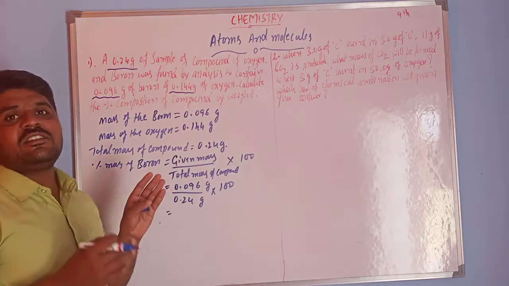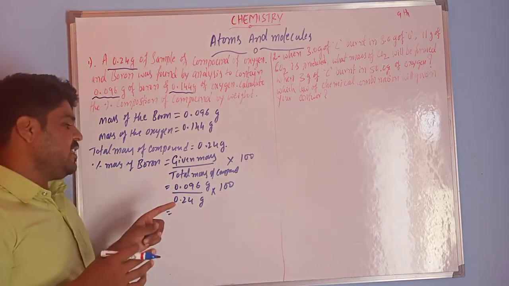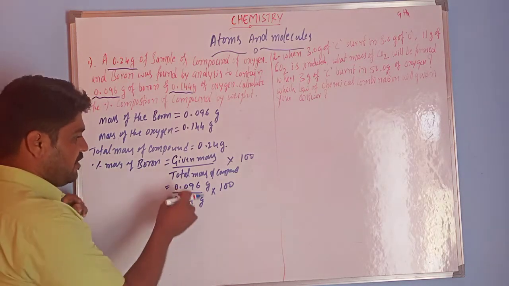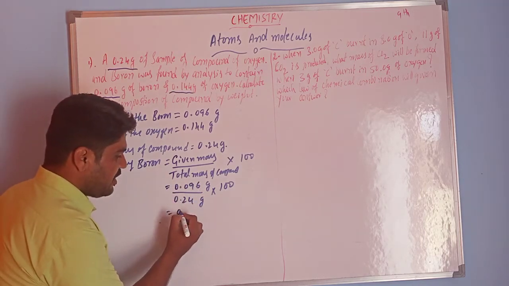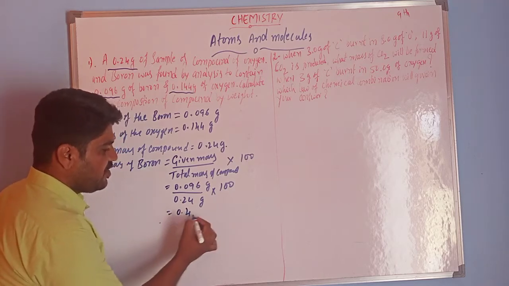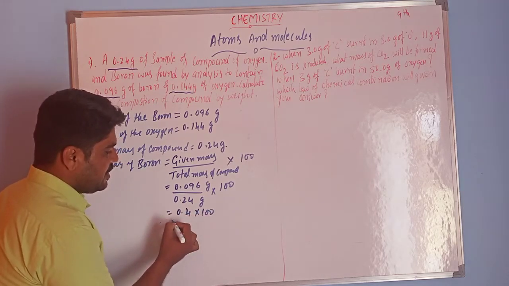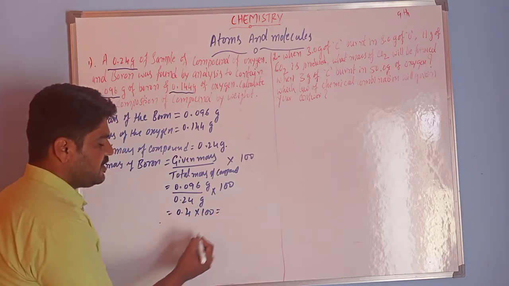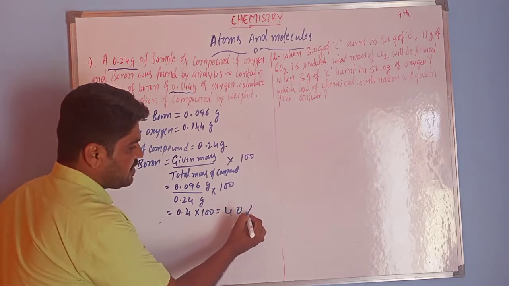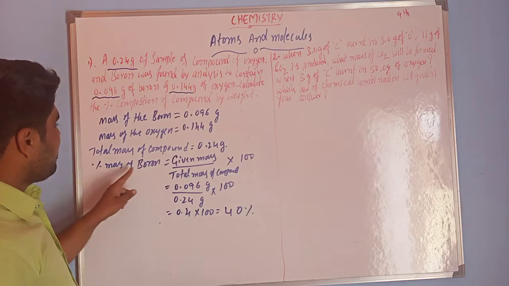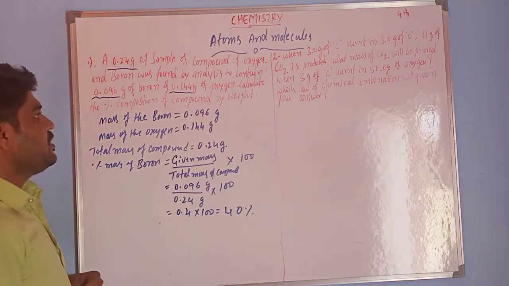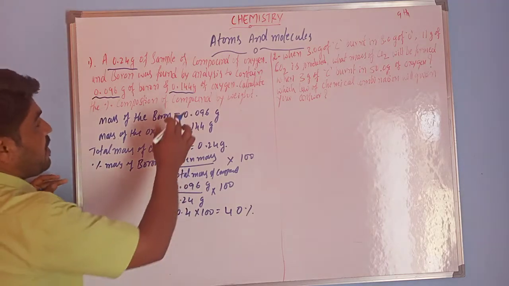So 0.096 divided by 0.24. After simplifying this, we get the answer 0.4 into 100. So 0.4 into 100 is equal to 40 percent. 40 percent of mass of boron is there. Next is mass of oxygen.